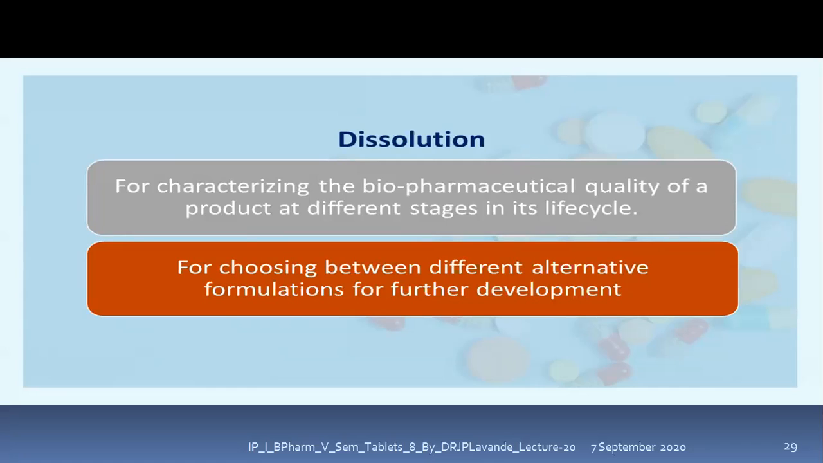Life cycle means what? It is done during the process, after production, and after several months, in order to ensure the stability and the quality of the product, at several stages of its life cycle. It is also for choosing between different alternative formulations for further development. For example, if two different formulations are giving either the same or different dissolution profiles, then they can be studied further from a research point of view.